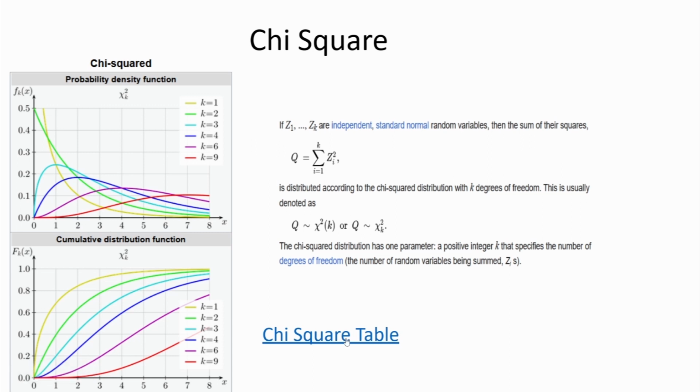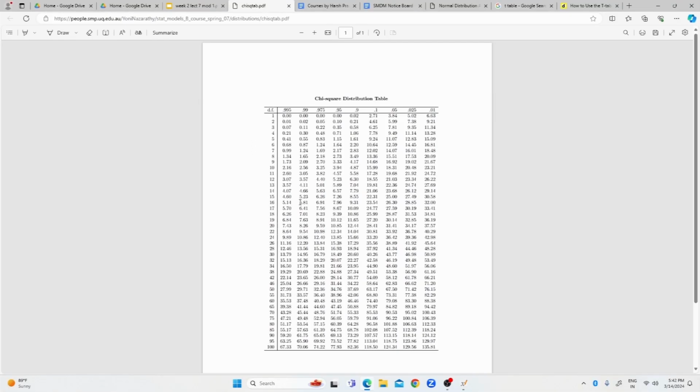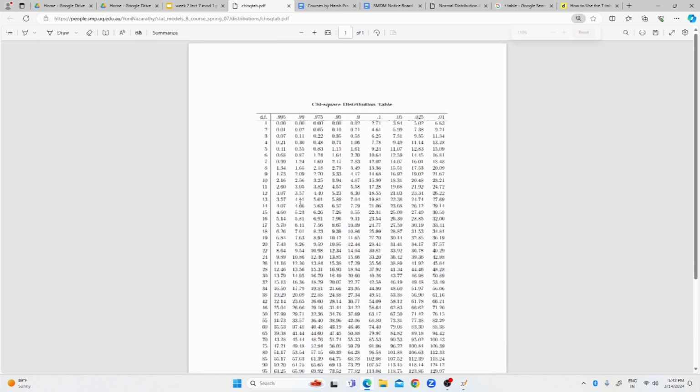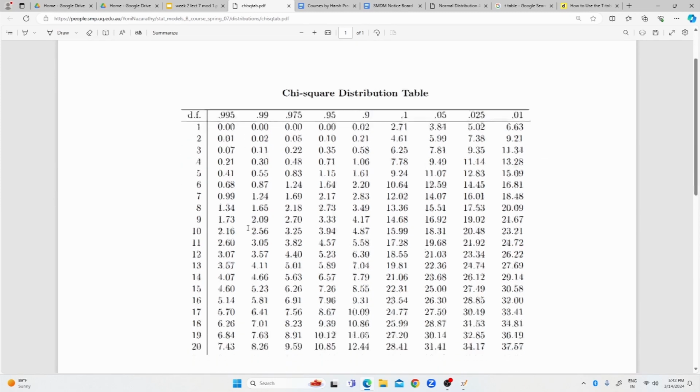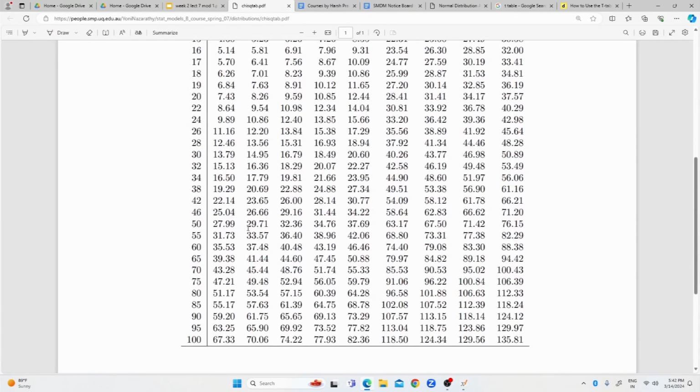Now I will show you a chi-square table. So this is a chi-square table. Again, same thing here as the t statistic. We have a degree of freedom here, and we have the probability values. For a particular value, there will be a critical chi-square. So critical chi-square, critical t, those are the values or the boundaries, as we can say. Okay.